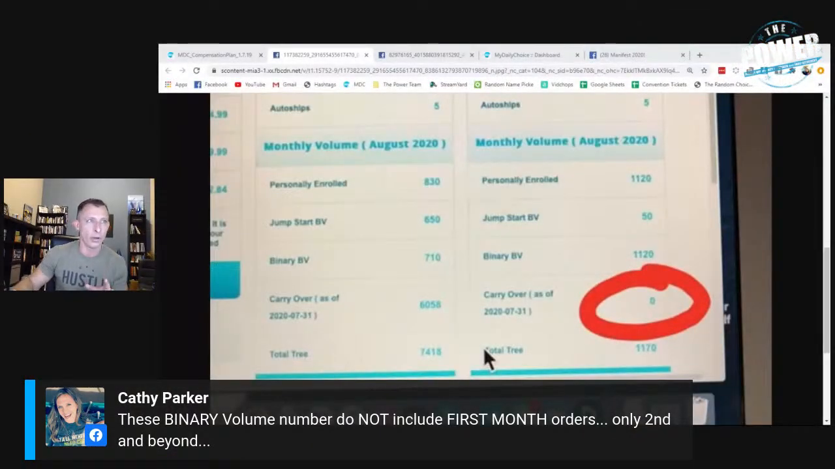Does anyone have any questions on what I just said? This is very important. These numbers that we're talking about, the personally enrolled volume, the binary volume, these requirements to get binary qualified. If you have a new person join this month, it's not going to show up here. What? Why not? Because that's how it works. The binary volume to get binary qualified comes from the second month that someone orders and beyond, forever. The first month that someone orders, that goes into the Jumpstart. Does not go into the binary. This one messes people up, so I'm hitting this hard.